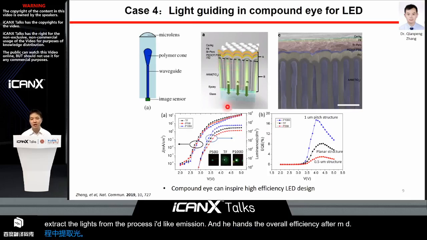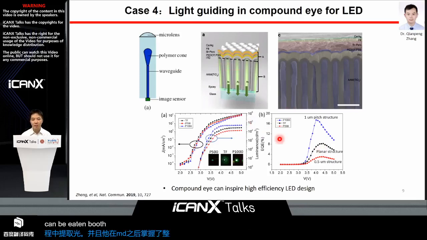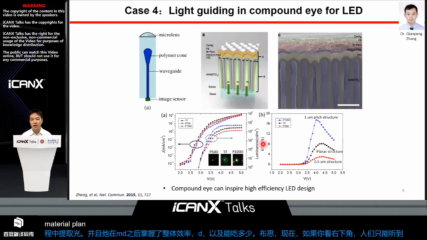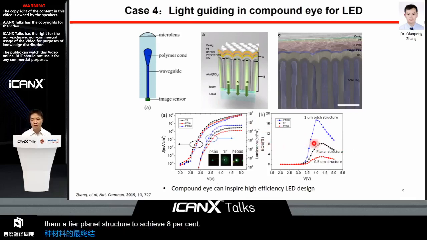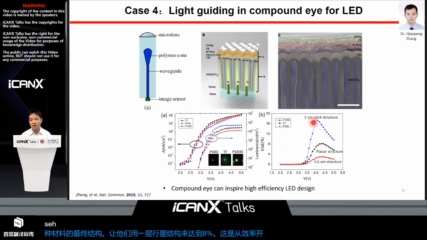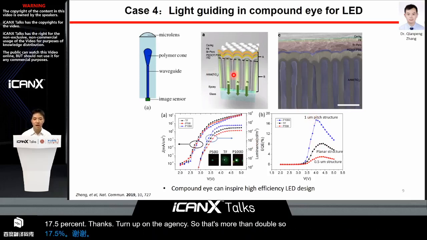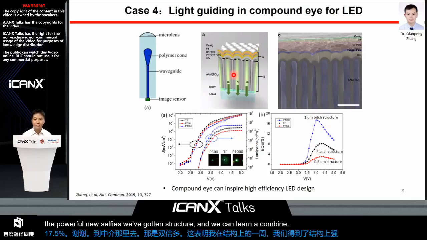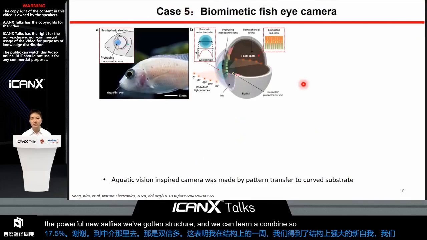And how much can it improve? If you look at the bottom right figure over here, the planar structure with this perovskite material can achieve 8% external quantum efficiency. But with the optimal structure, we can achieve 17.5% external quantum efficiency. So that's more than double. That shows the power of this waveguiding structure that we can learn from the compound eye. So another kind of interesting creature is a fish.